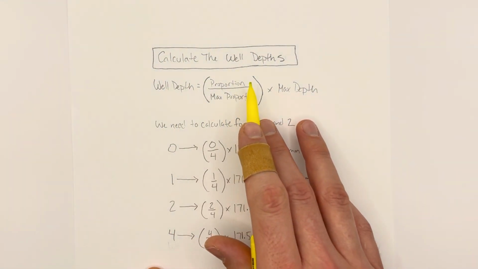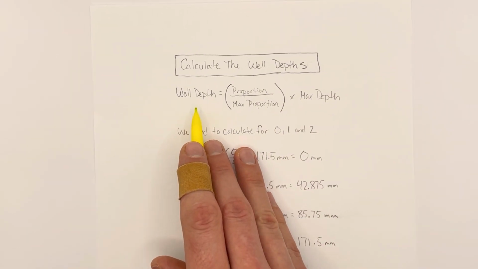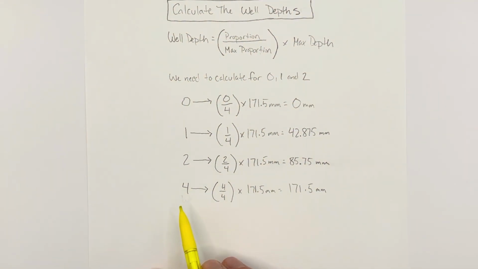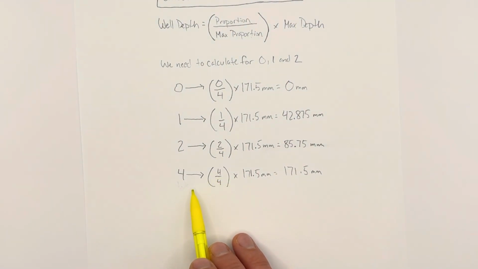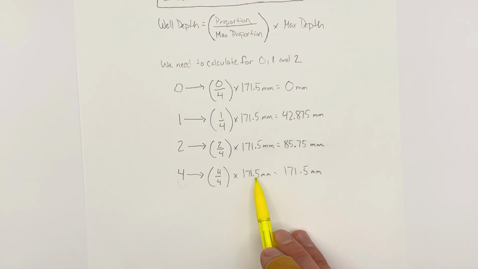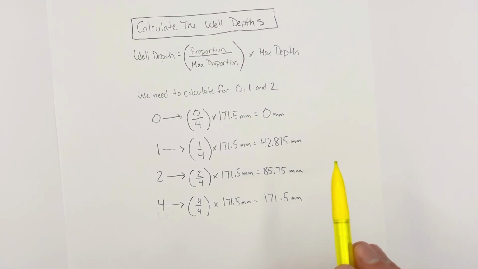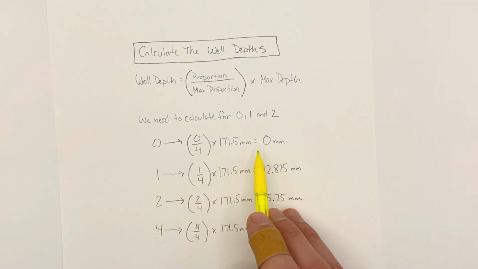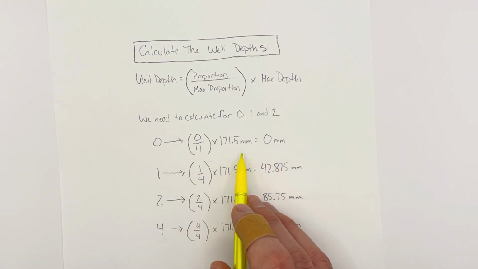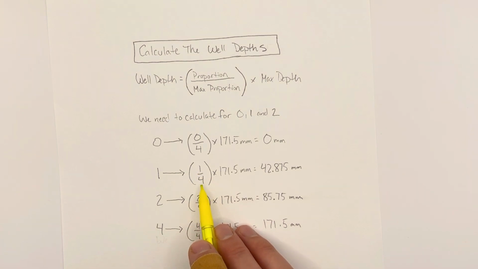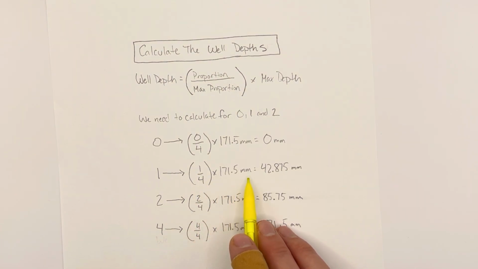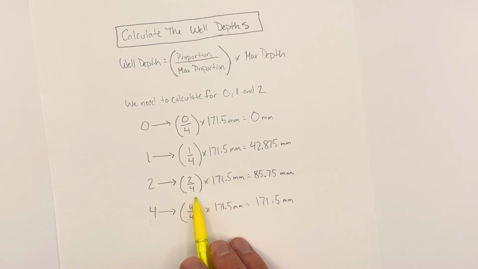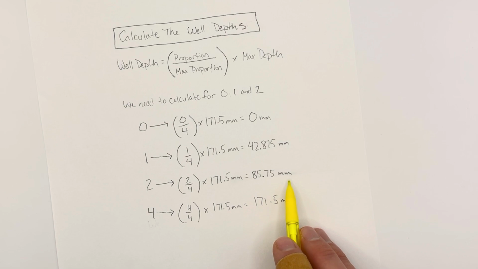Next step is to calculate the actual well depths. For this, we're going to use the formula: well depth equals the proportion divided by max proportion times max depth. The max proportion is 4, so for 4 we don't actually have to do this calculation. It's just 1 times the max depth, which is 171.5 millimeters in this case. For 0, we get 0 times 171.5, which gives us 0. So this well depth is going to be flush with the front face of your diffuser, so there's no actual depth. Then for 1, we take 1 divided by 4, so 1/4 of the full max depth, which is going to be 42.875 millimeters. For 2, we take half of the max depth, which gives us 85.75 millimeters.